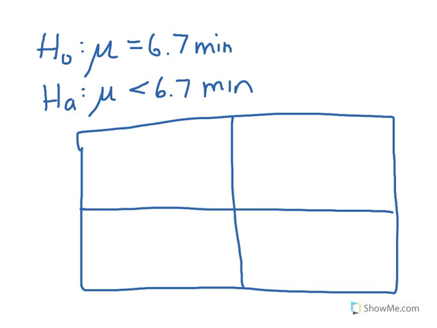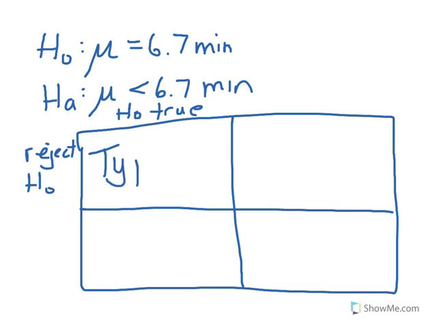The top corner is going to represent what happens when the null is in fact true, but we reject it anyway, which obviously is an error. We really do not want to do that. This is our type 1 error. Looks like this. Here's type 1 error.